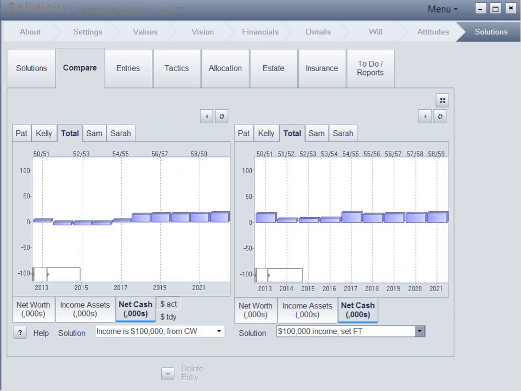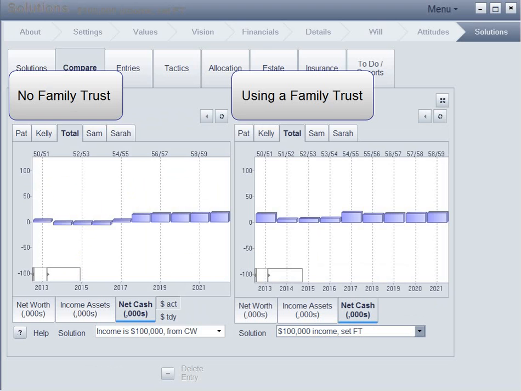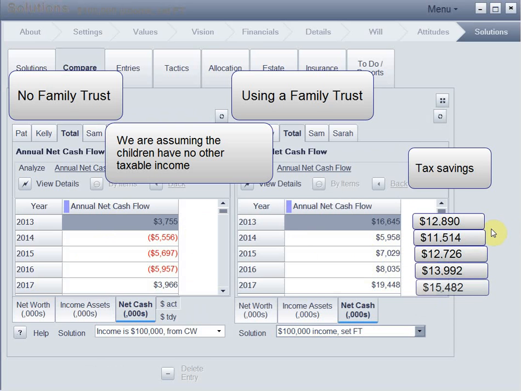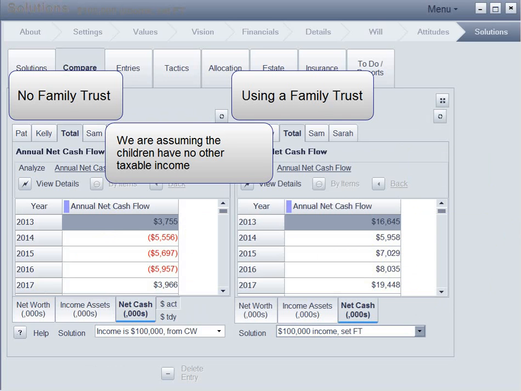Let's do a side-by-side comparison. When we look at the numbers side by side, we can see the cash flow gain each year, which we've been able to get through the tax savings for Pat. We can see the tax savings are about $12,000 a year. This is keeping in mind that Sam and Sarah have no other income that year.